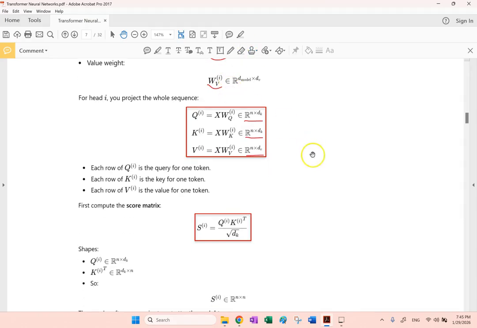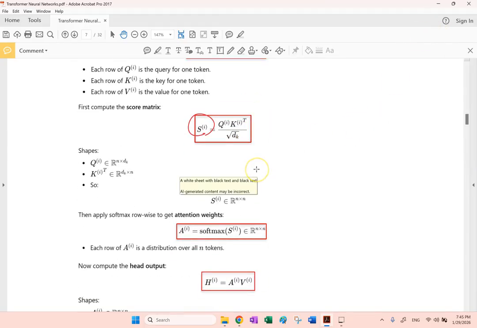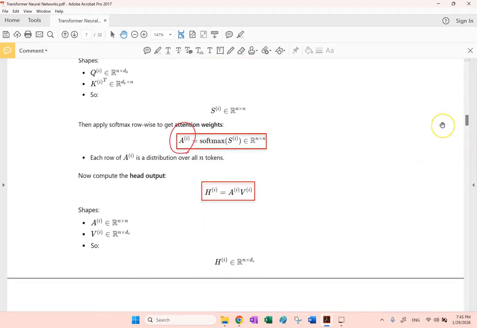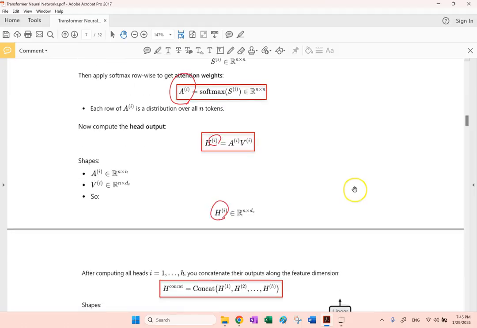And then you can perform Q K transpose over square root of d_k to get this similarity score matrix, and then pass that similarity score matrix to the softmax function to get your attention weights. And finally, multiply the attention weight matrix by the matrix of values, and that will be the contextual representation for all of the tokens in the sequence captured by head number i.